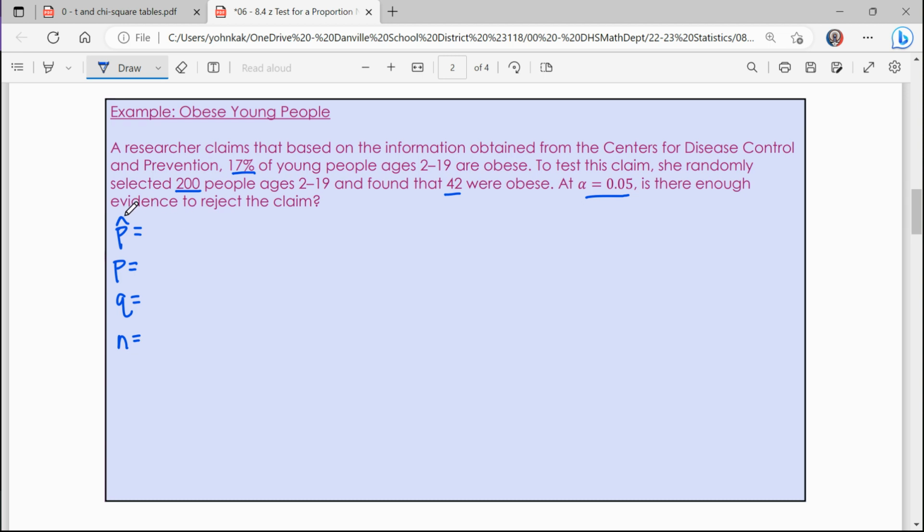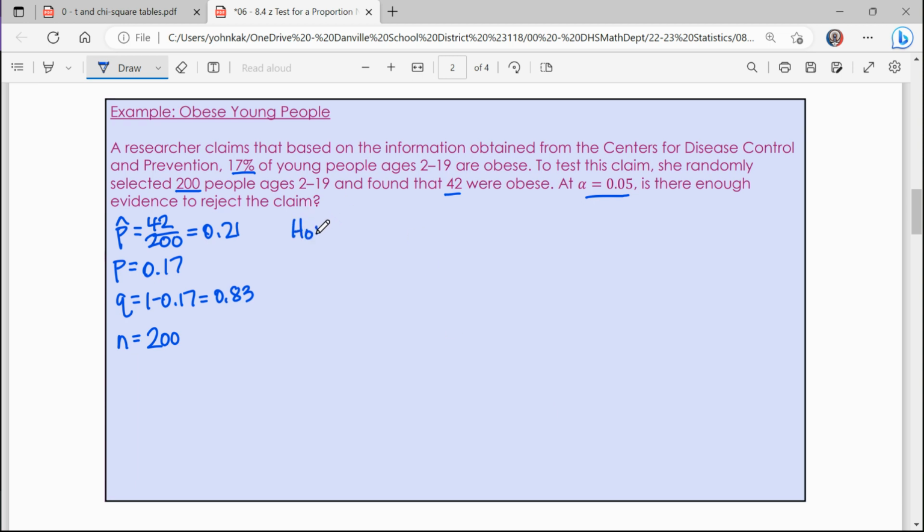So our p hat is our sample proportion, and it looks like we sampled 200 people. That's our n. And out of those 200 people, we found 42 were obese. So our p hat is 42 over 200. If I simplify that, I get 0.21. Our p is our population proportion. That is our 17%, so we're going to write that as a decimal, 0.17. Our q goes with our p, not our p hat, but our p. And so our q is 1 minus 0.17, or 0.83.